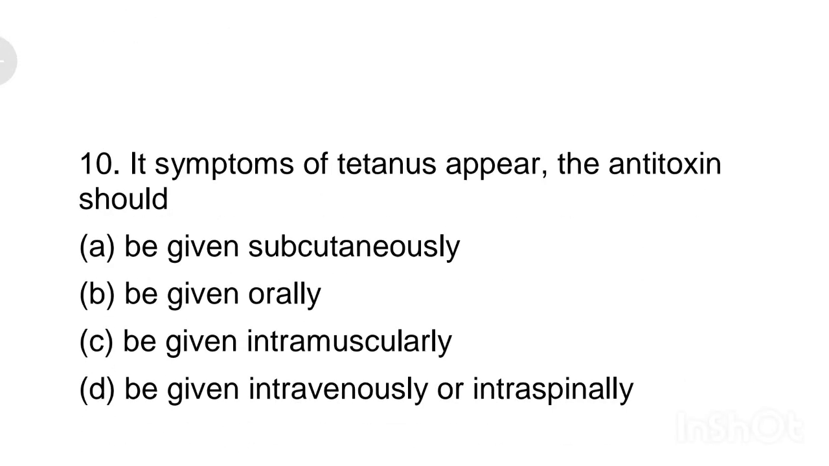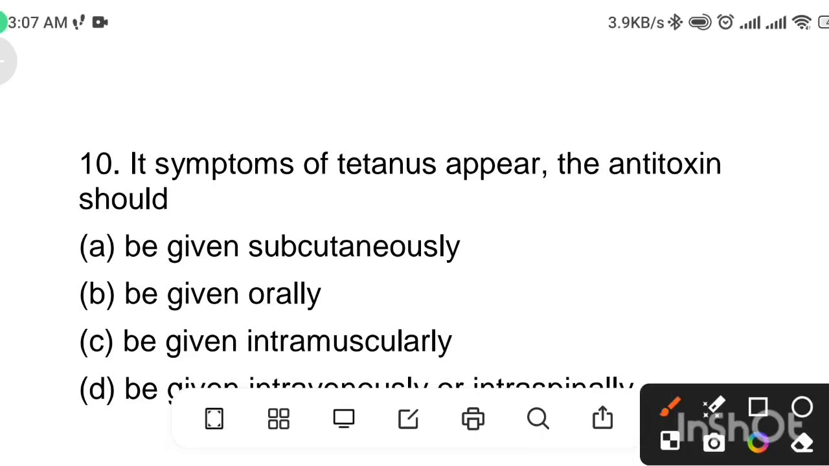Next question. Once symptoms of tetanus appear, the antitoxin should be given orally, option C, be given intramuscularly, option D, be given intravenously or intraspinally. Correct answer is option D, to be given intravenously and or intraspinally.